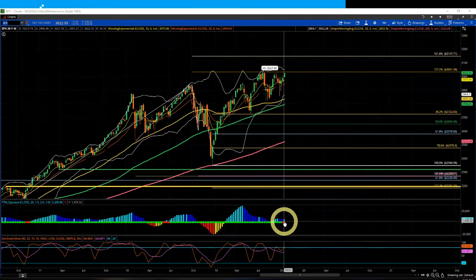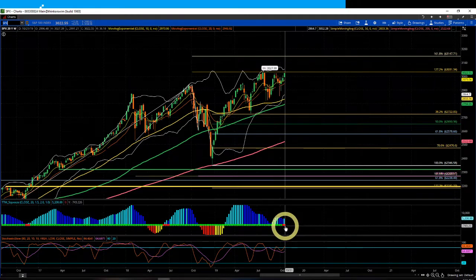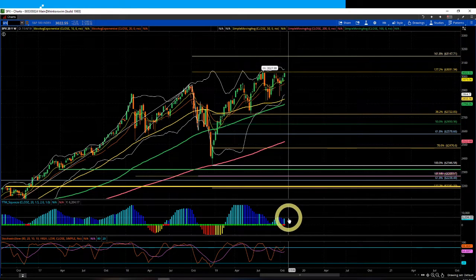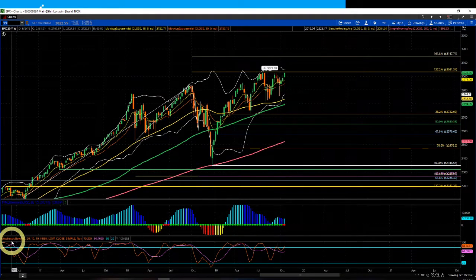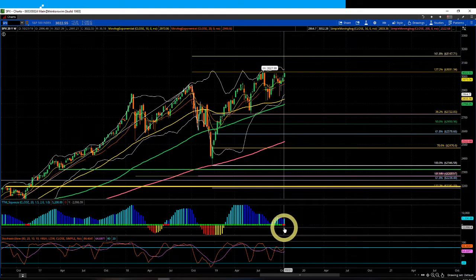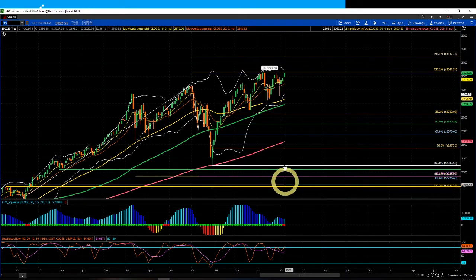Squeeze indicator is showing like it's not fully long because we still have the red dot. But it's trying to go long. It's trying to go long here, right? But we have to watch this because as we saw with Bitcoin, that thing could just reverse and go the other way. So let's see what happens.